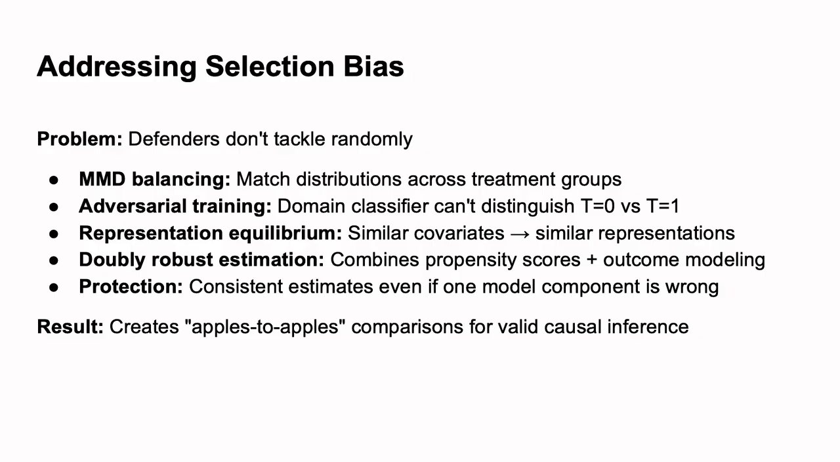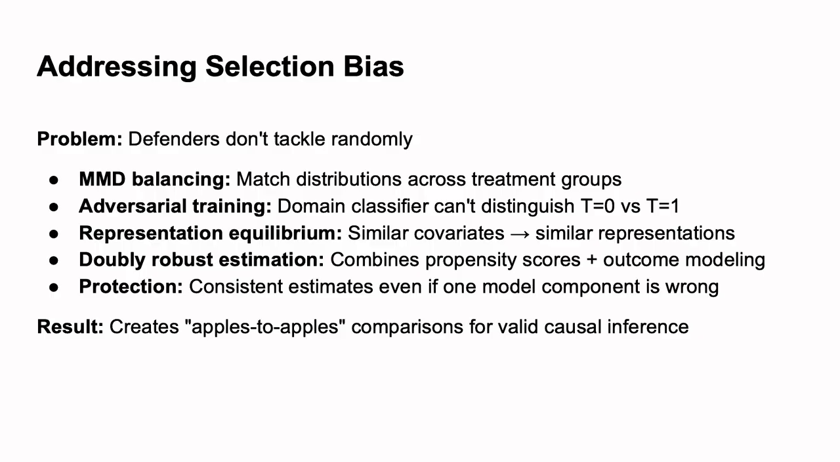And so we have a selection bias when dealing with this data because defenders don't tackle randomly. The data is not random. There's a reason why somebody made a tackle on a play. To address this, we use a variety of techniques. One is MMD balancing, which helps to match distributions across treatment groups. We use adversarial training, where a domain classifier can't distinguish between the treatment and control groups. We also have representation equilibrium, so similar covariates lead to similar representations.